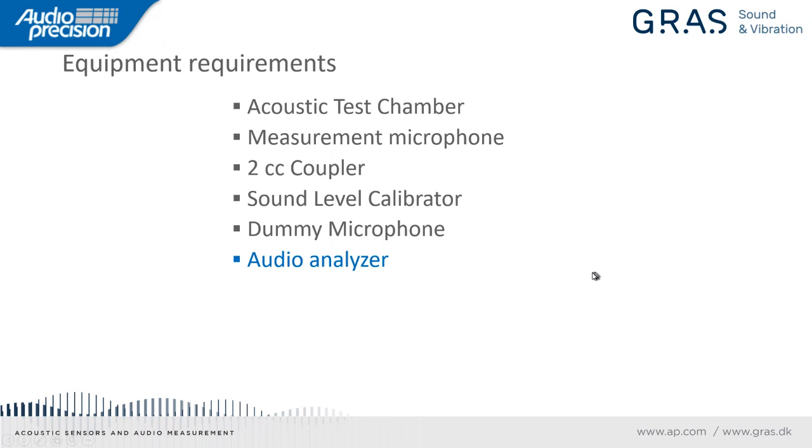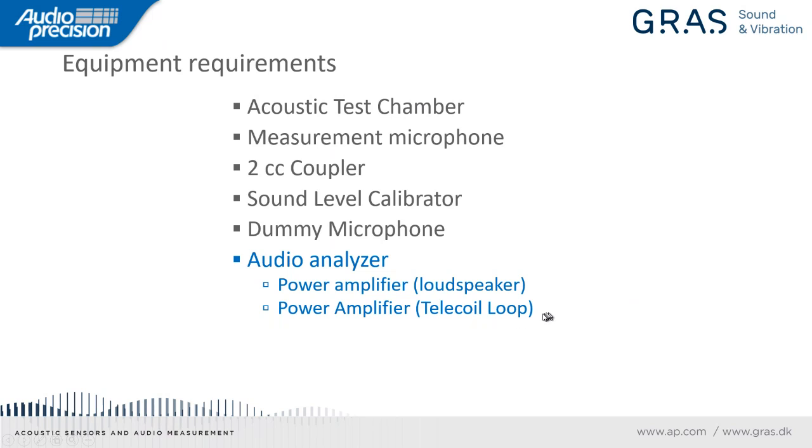Finally, we need an audio analyzer, and some additional accessories that are required are a power amplifier to power the loudspeaker, a power amplifier to drive the telecoil loop of the test box for the telecoil tests, a microphone power module for signal conditioning of the measurement microphone, and a battery simulator to power the hearing aid and to measure the battery current. Now, I've colored all of these devices the same color as the audio analyzer, and that's because in the measurements that I'll be doing today, I'll be using our APX 511 audio analyzer that has all of these accessories built into it directly.